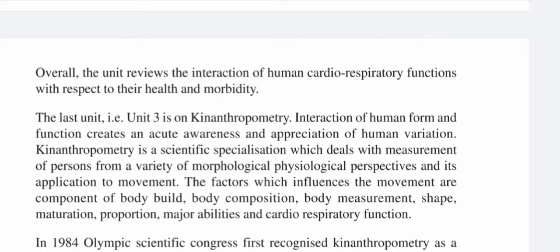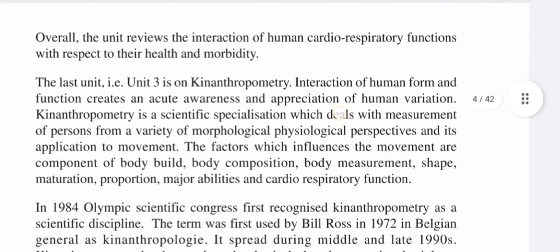The last unit, that is Unit 3, is on kin anthropometry. Interaction of human form and function creates an acute awareness and application of human variation. Kin anthropometry is a scientific specialization which deals with measurements of persons from a variety of morphological and physiological perspectives and its application to movement. The factors which influence the movement are components of body build, body composition, body measurement, shape, maturation, proportion, measurabilities and cardiorespiratory function.